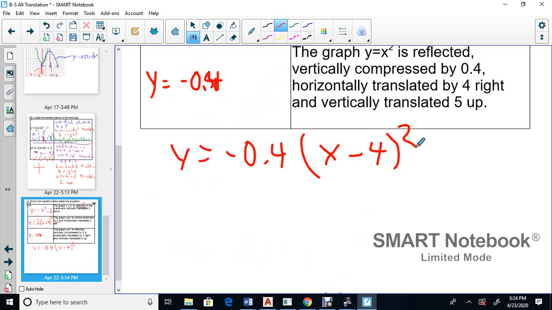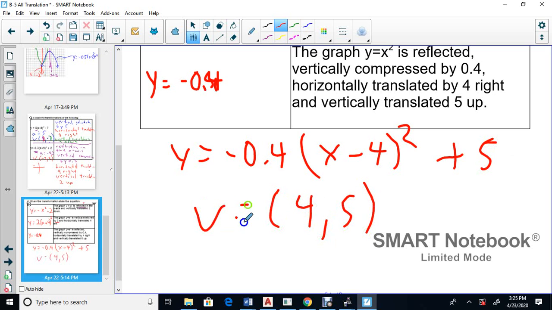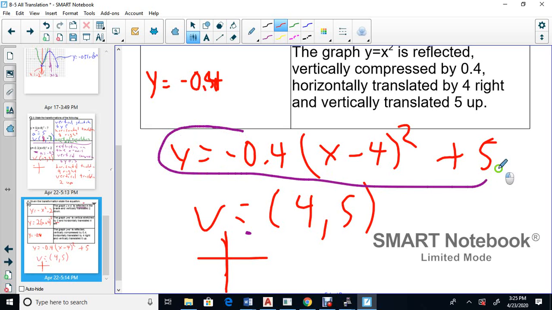Okay, and then it's translated by 5 up. So you add the 5. And don't forget the squares. So it's 4, 5 is your vertex. So 4 means it goes right, so if you were to graph it, I'll do a little grid here. You go 4 this way and up 5, you put the dot. So it goes 4 this way on the grid, 5 up. So 4 to the right, 5 up. And there's our final equation there.